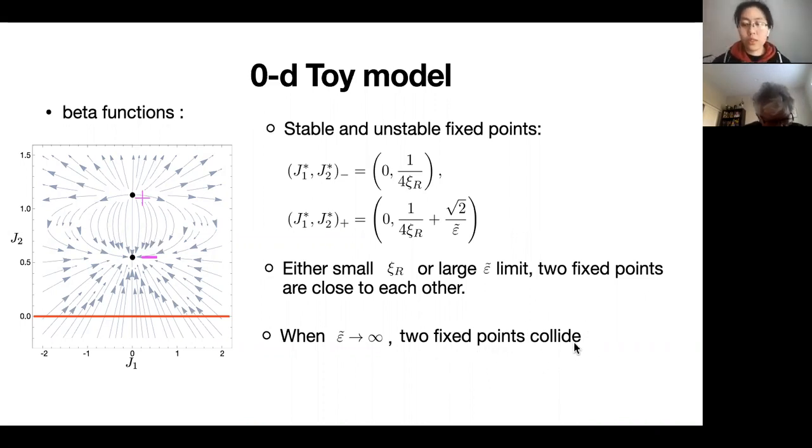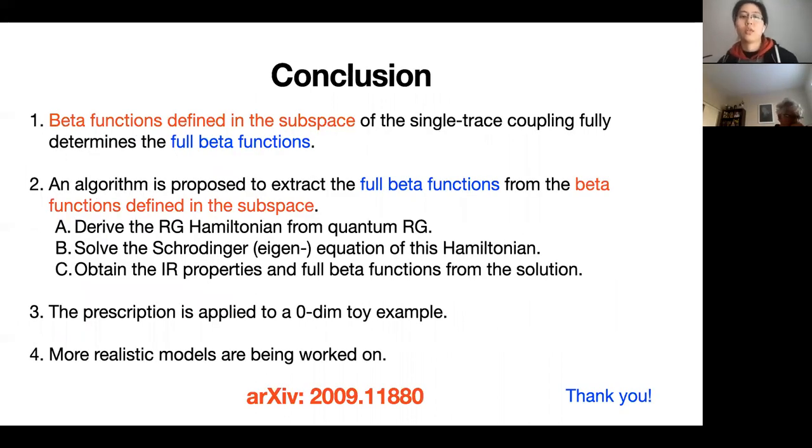So the fixed point collision would qualitatively change the RG flow diagram. However, if we look at the RG flow around the subspace of J1, the RG flow doesn't change too much. So this is a very surprising result, that we can reconstruct the whole flow diagram from the information of this subspace. So this comes to the conclusion of my talk today.